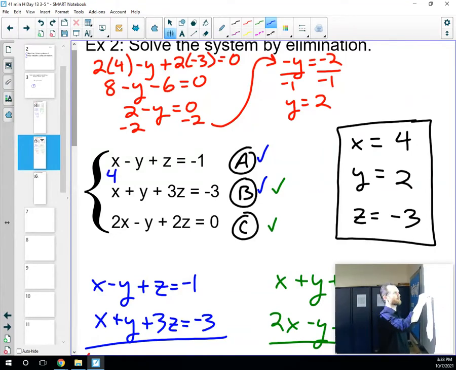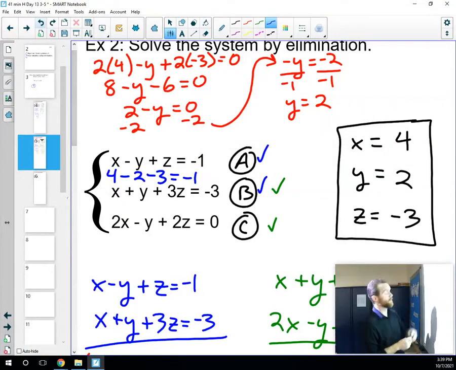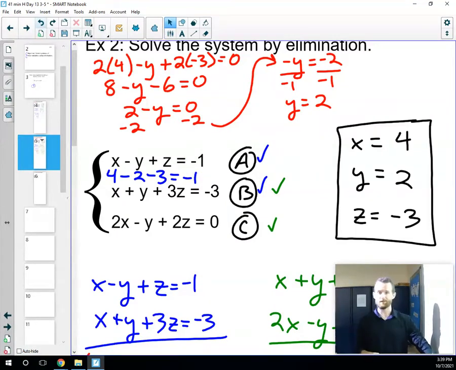So if x is 4, minus y is -2, plus z is -3. And let's see, 4 take away 2 is 2, minus 3 does give us -1. So it came out to the same thing that we were expecting. We wanted to see that -1 for equation A, and we do. So that means we can be pretty confident that we're correct.